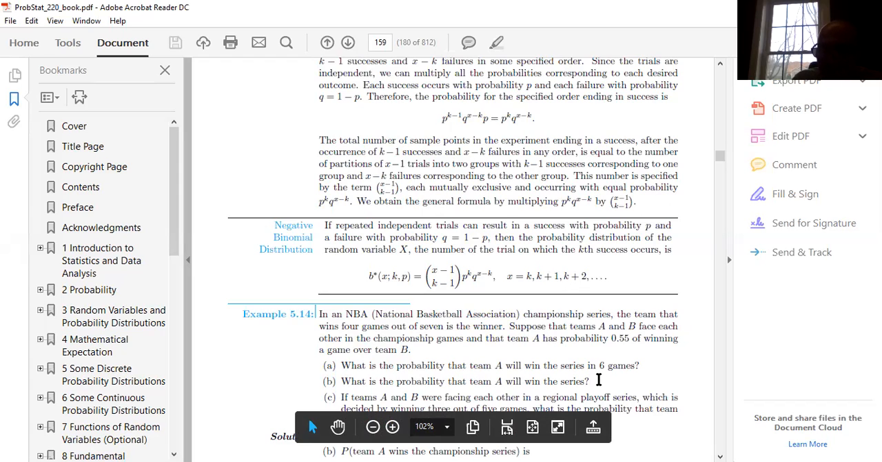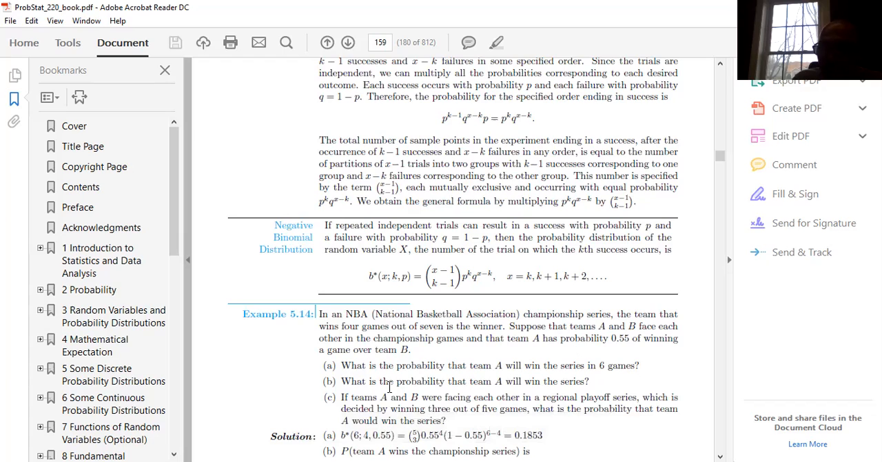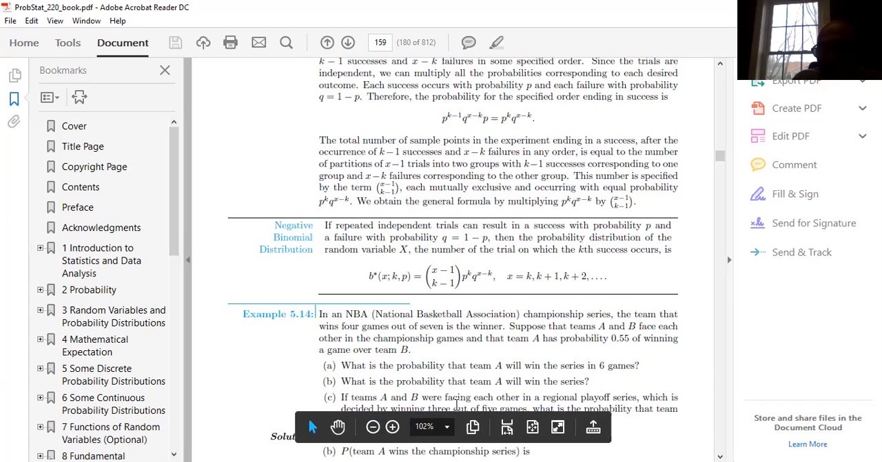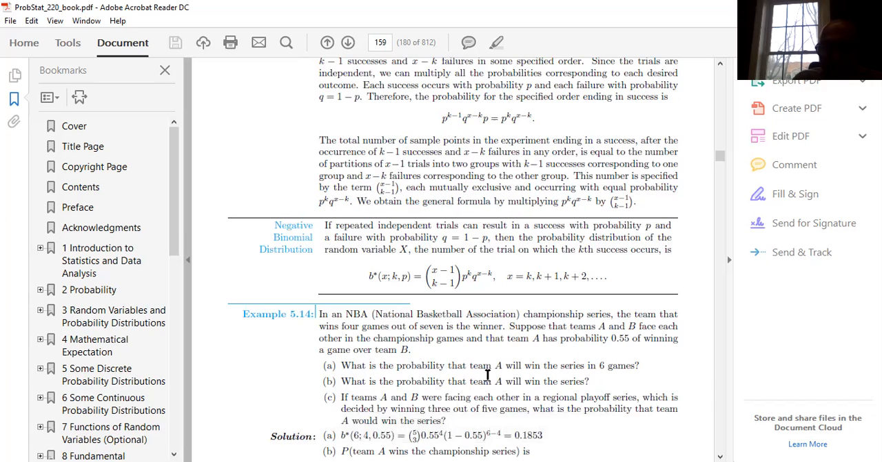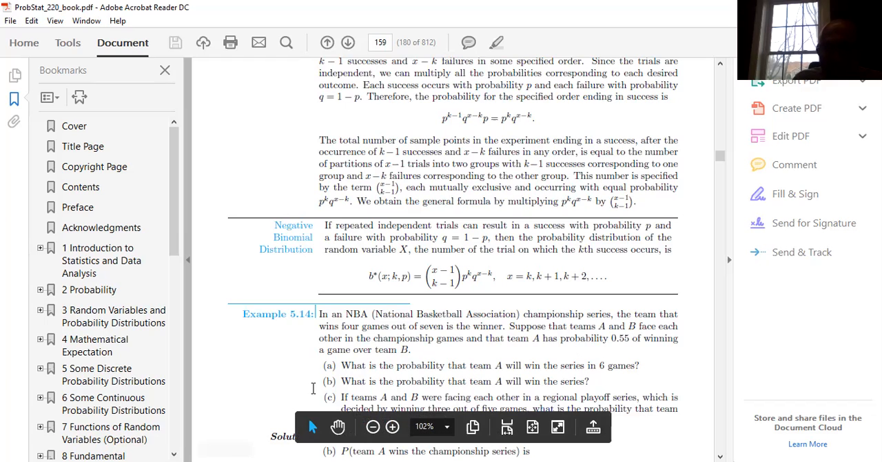Again, the same kind of question, but now we have 7, because now there is no restriction of 6 games. If teams A and B were facing each other in a regional playoff series, which is decided by winning 3 out of 5 games, 3 out of 5 games, what is the probability that team A would win the series? So these are 3 questions.